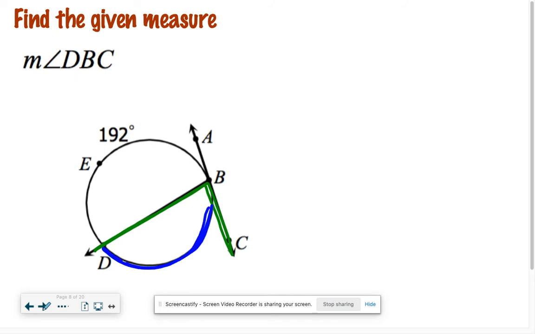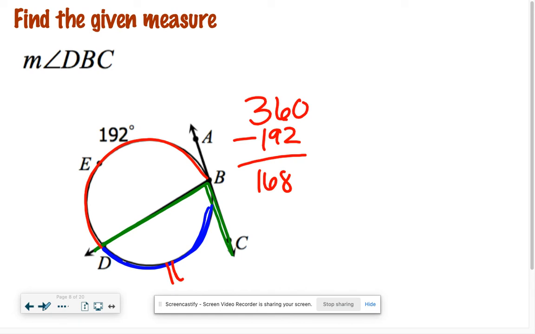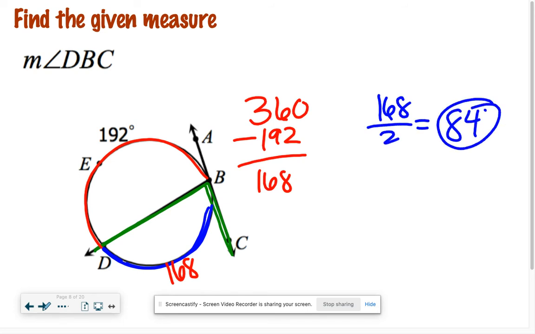Well, you guys are smart enough. You know that's not true because we know that this arc here is 192. So what's left over of our 360? It's 168. So now that we have our intercepted arc of 168, divide that by 2, we find that our angle measure is 84 degrees. Woohoo!